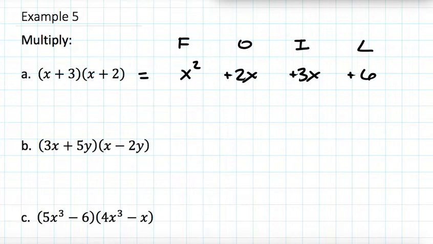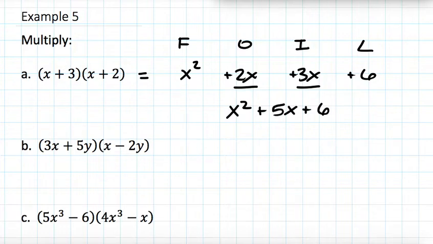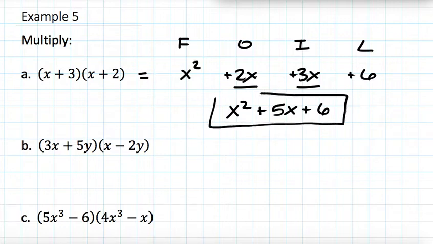Now, a lot of times what will happen with these is that you're going to get some like terms that can be combined. And so plus 2x plus 3x, I can add those together and get plus 5x. So there's usually multiplication and addition involved in these problems. And so you kind of have to keep track of what operation it is that you're doing.